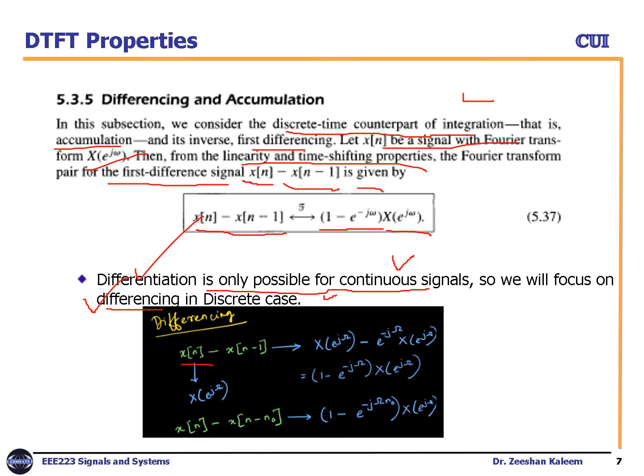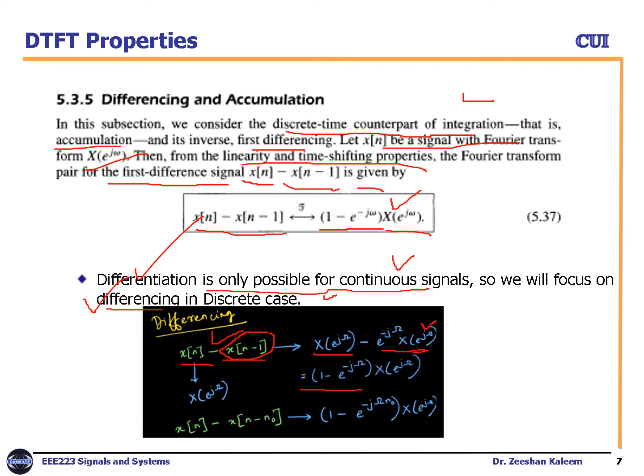For example, x[n] minus x[n-1]. The Fourier transform of x[n] is X(e^{jω}), right? And by the time shifting property, the Fourier transform of x[n-1] is e^{-jω} X(e^{jω}). We already proved this in the previous slide. So by taking the difference using linearity, you will get X(e^{jω}) minus e^{-jω} X(e^{jω}). Taking X(e^{jω}) common, you will have (1 - e^{-jω}) X(e^{jω}).